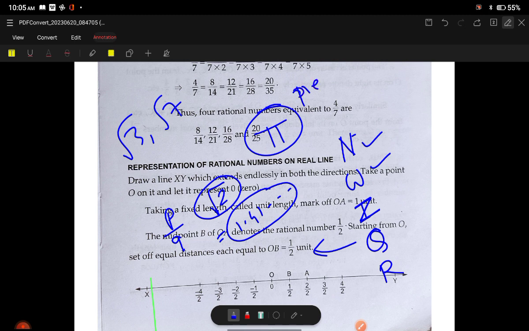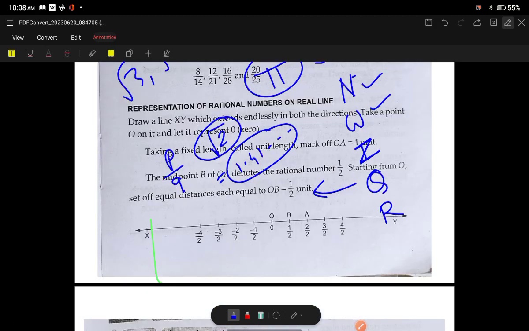This pi is approximately 22 upon 7. This is not actually 22 upon 7, this is approximately 22 upon 7. That is why it is an irrational number. We use 22 upon 7 to make our calculation easy only. Okay, this is all about the different types of number.